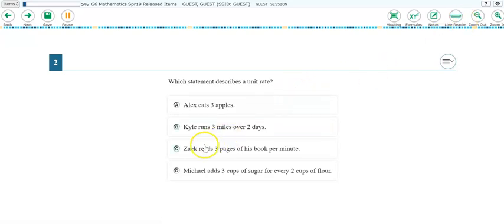All right, so it says Zach reads 3 pages of his book per minute. Ooh, 3 pages per minute, per 1 minute. Michael adds 3 cups of sugar for every 2 cups of flour. So that's going to be the answer right there: Zach reads 3 pages of his book per minute. The A kind of looks like a unit rate, except it's just a statement. Alex eats 3 apples. It's not 3 apples per anything like that. So Zach reads 3 pages of his book per minute. That's the answer for number 2. All right, let's just do another one.